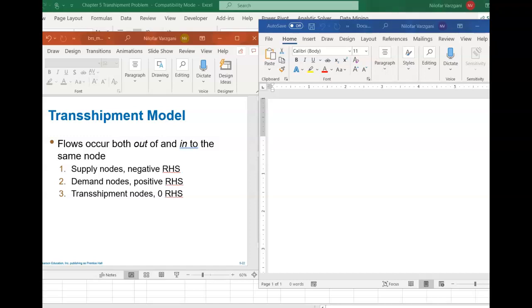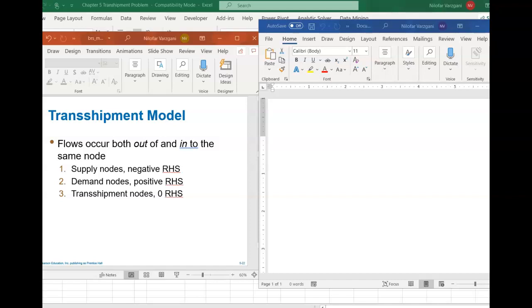In this video, we're going to start a new subtopic, which is how to model and solve for a transshipment model. Now, a transshipment model is still a network model, which means that it still has origin nodes and destination nodes. The difference between a regular transportation model and a transshipment model is that in a transshipment model, you have more than two types of nodes.